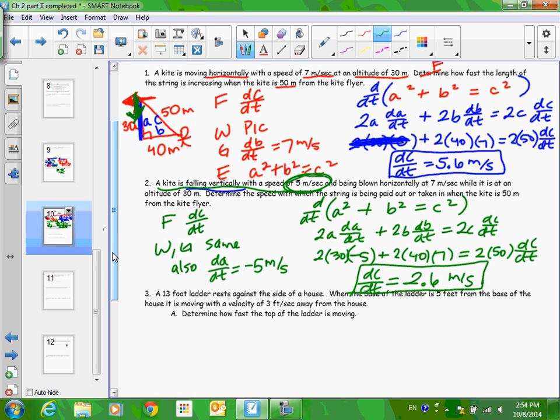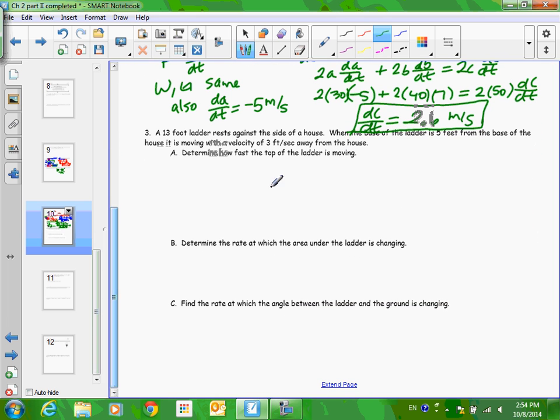All right, let's move on to a different type of problem. So here we've got a ladder. A ladder leaning against a house. You guys know what this looks like. It looks like a right triangle. You've seen this picture before, and you can even make it look like a ladder.